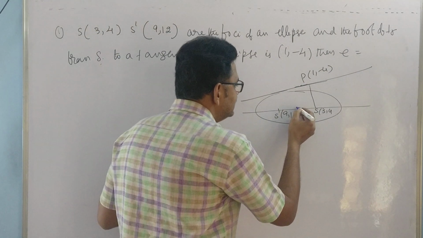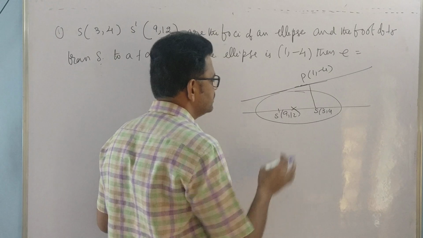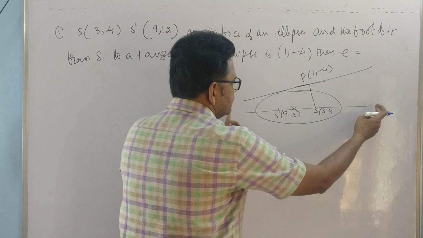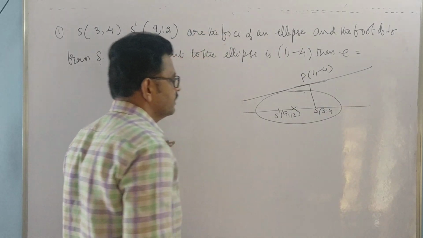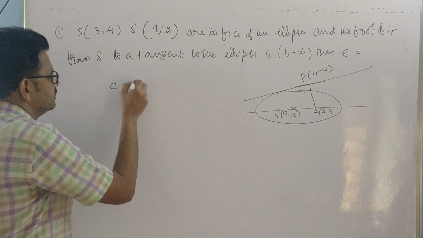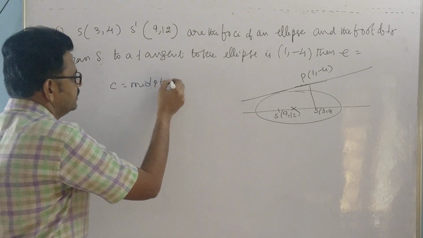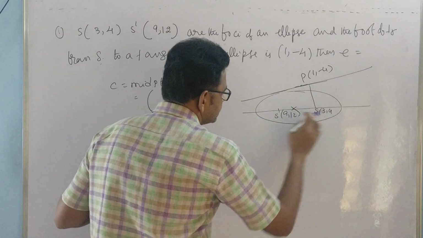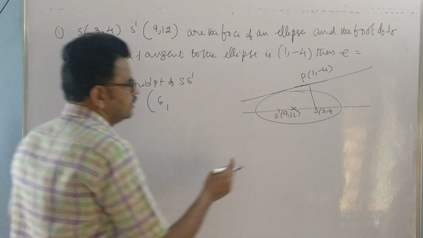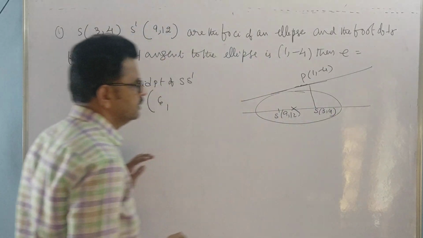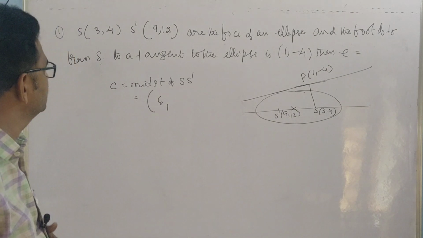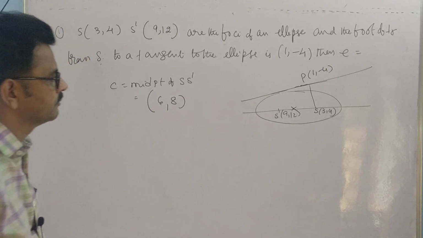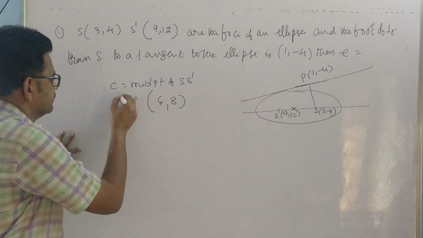So C is the midpoint of SS dash. C means what? Center of the ellipse. C is the midpoint of SS dash. C is equal to the midpoint, x1 plus x2 by 2, that is 6. y1 plus y2 by 2, so this is 12 plus 4, 16, that is 8. Okay, center is the midpoint.